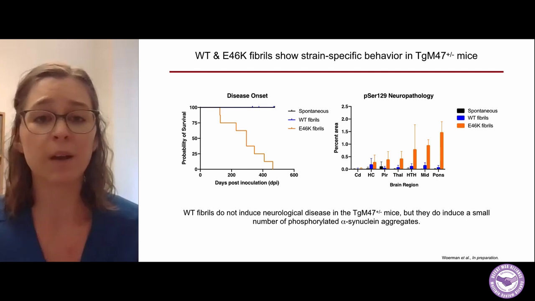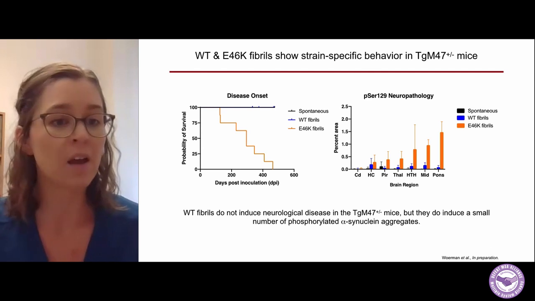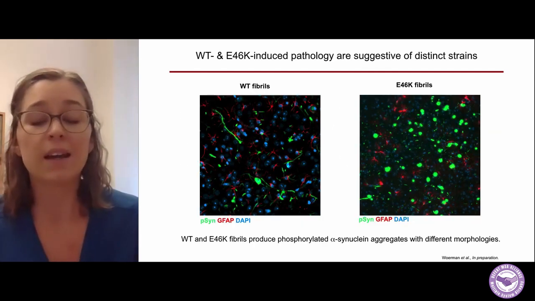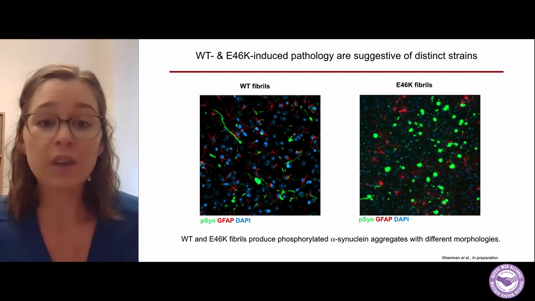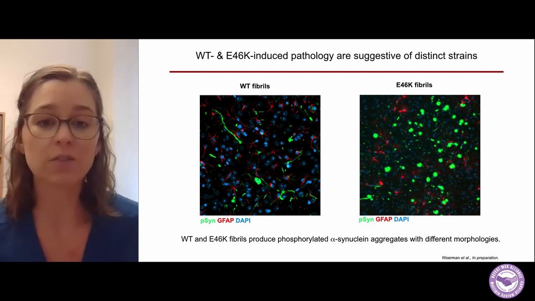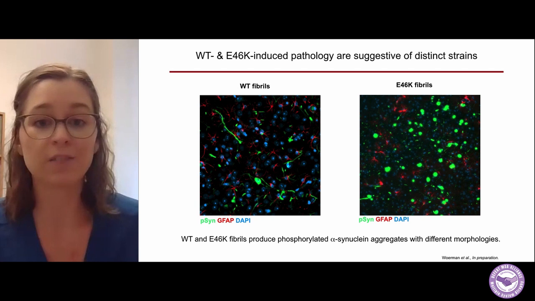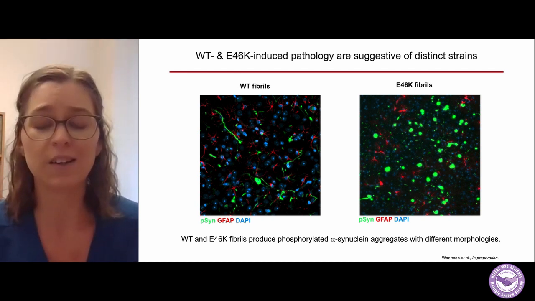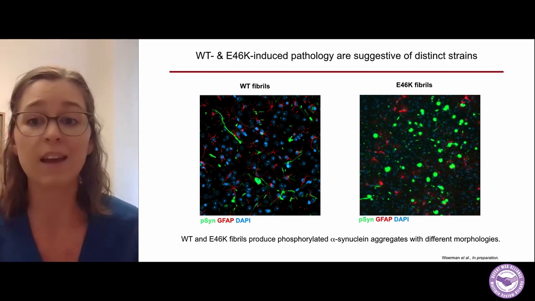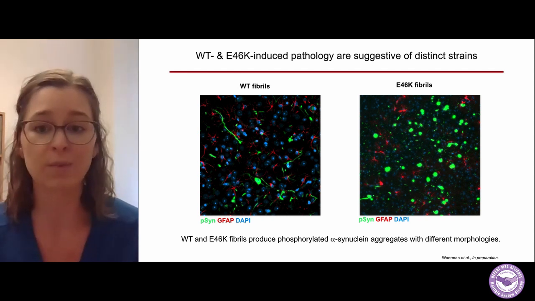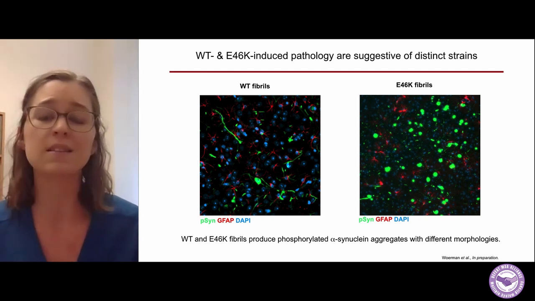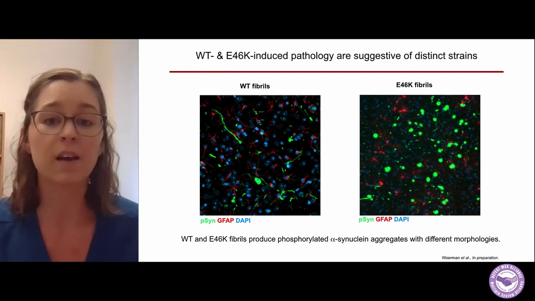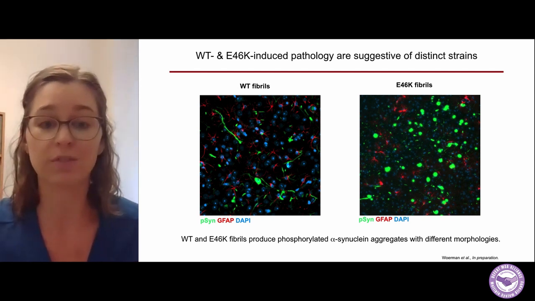And even though wild type fibrils did not cause disease, they do induce a small number of phosphorylated aggregates, which can be seen here in these neuropathology photos. So the green is the phosphorylated α-synuclein. You can see a small number of aggregates that were induced by the wild type fibrils, but they appeared more fibrillar compared to the morphology of the aggregates induced by E46K fibrils, which are more abundant and appear more globular. So again, this is suggestive of two different strains because there are two different neuropathological morphologies.